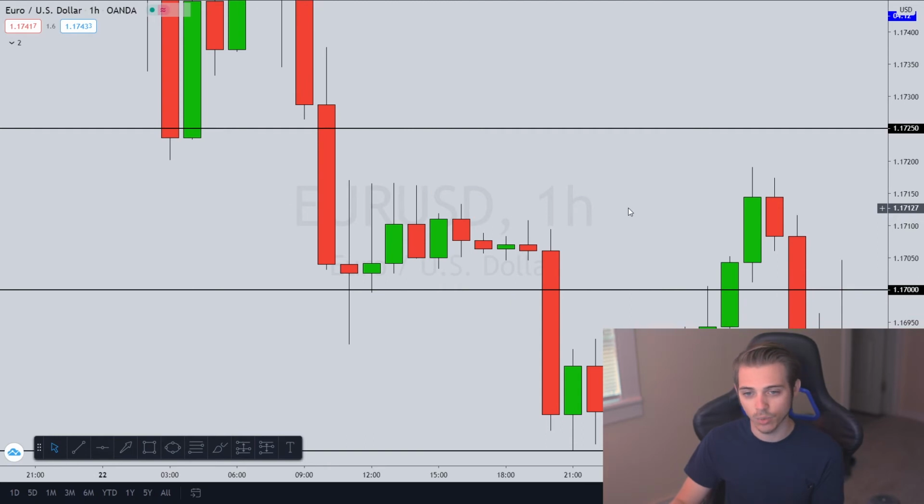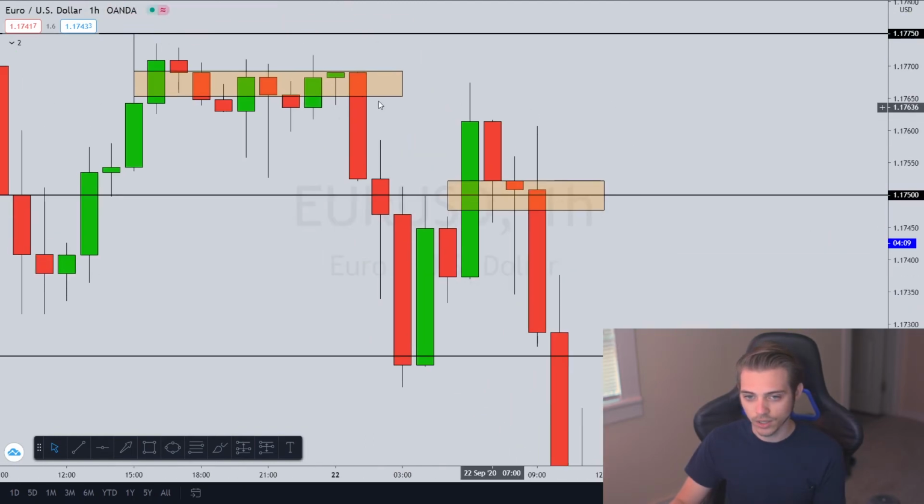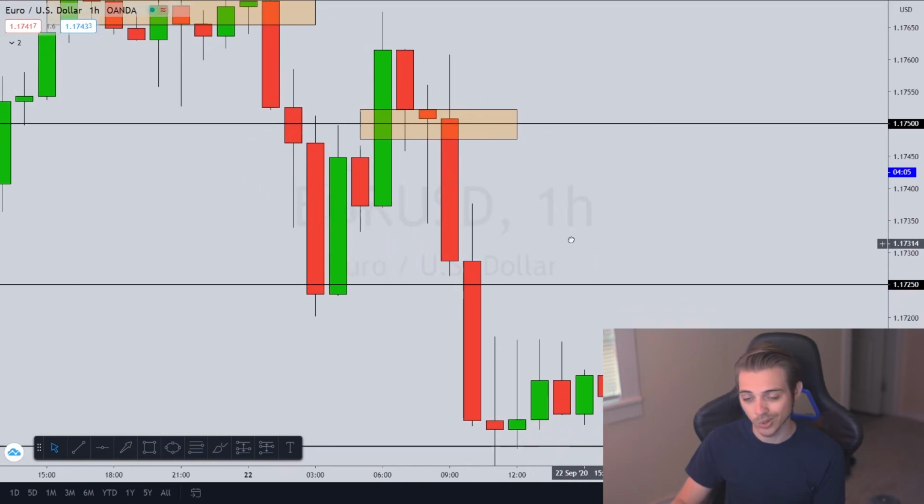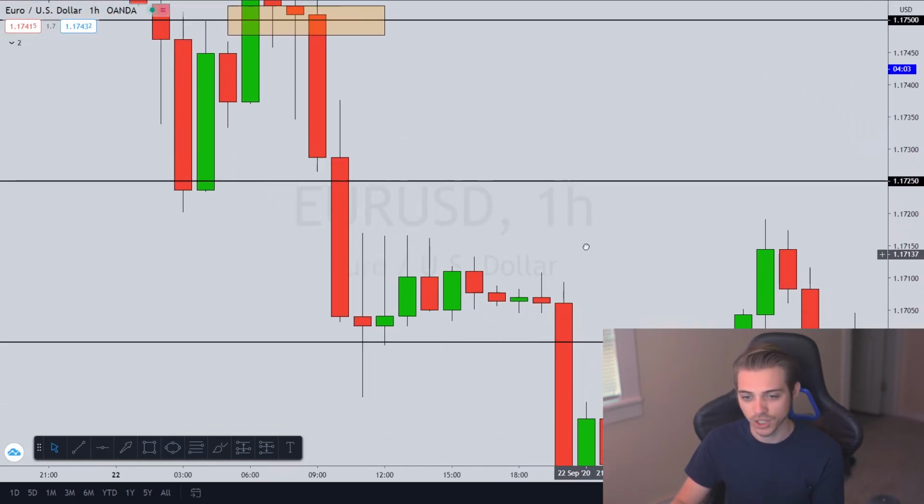Now we understand that we're in a downtrend, so we're looking for what? Sells, right? That's the first 2 trades that we took are sells because we're in a downtrend. So let's just keep looking for sell opportunities.